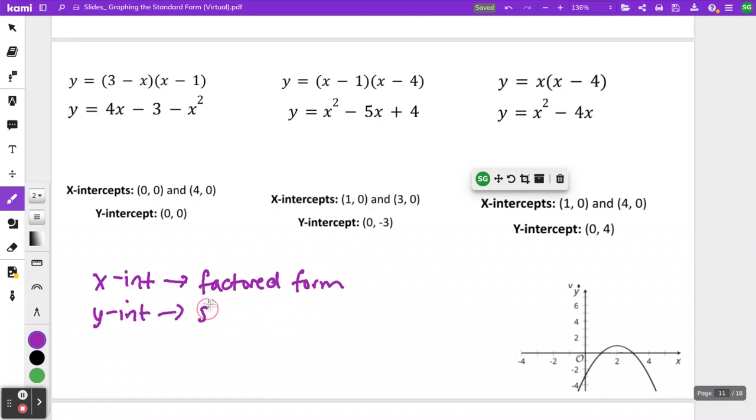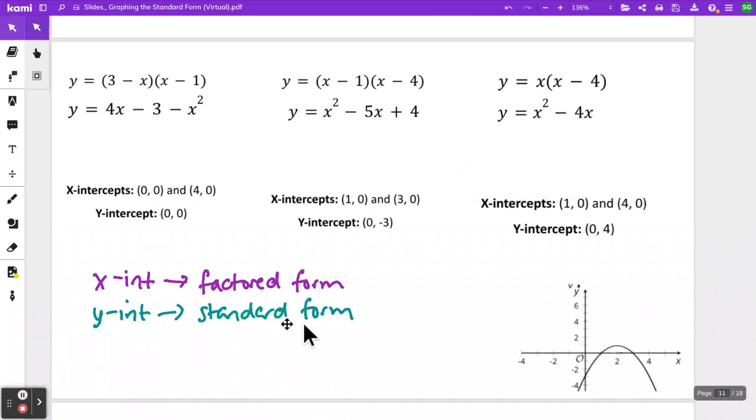For y-intercepts, you want to look at your standard form. And so that is what we're going to be doing in this next part. Again, go ahead, pause the video. Remember, getting this practice is super important. You want to make sure you're practicing before you go on to the homework and the tests. Pause this video here and see if you can match these intercepts with those three functions.